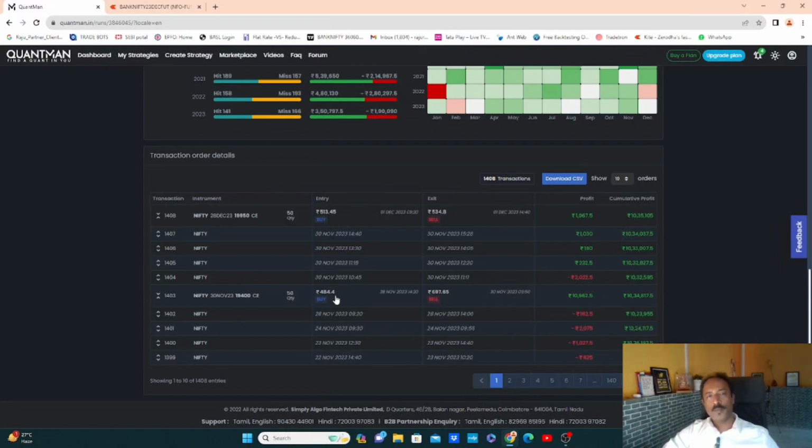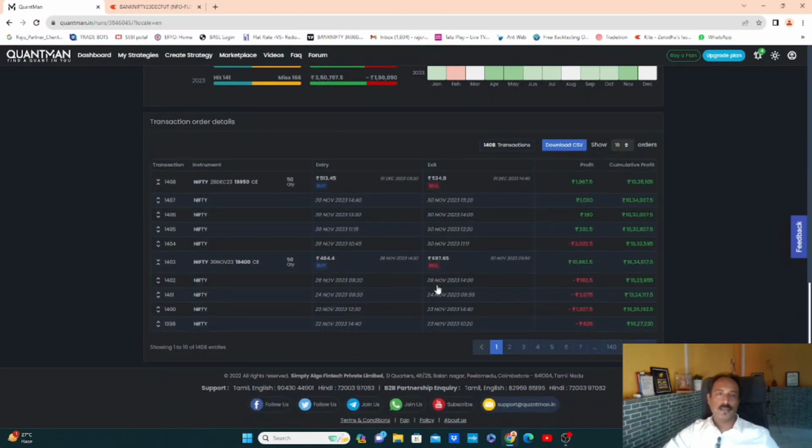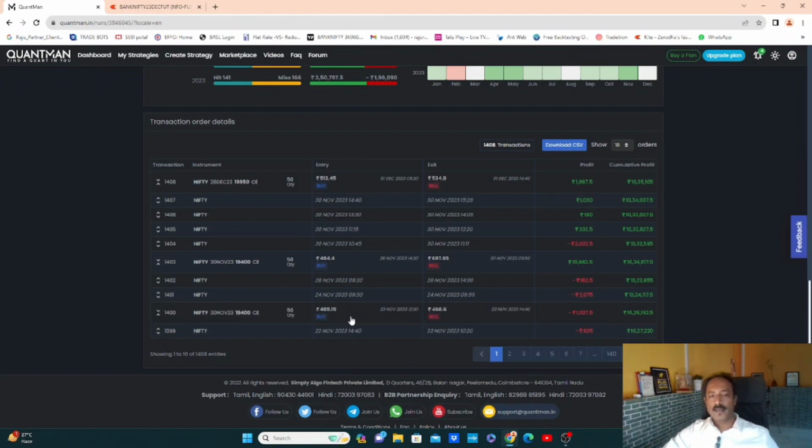And how many lots you want to buy, when to buy, we are defining it, right? If you want to buy 2 lots or 3 lots, you can do it according to your risk appetite. In the same way, there are stop loss hits as well. So it has entered on 23rd and it has exited in loss.